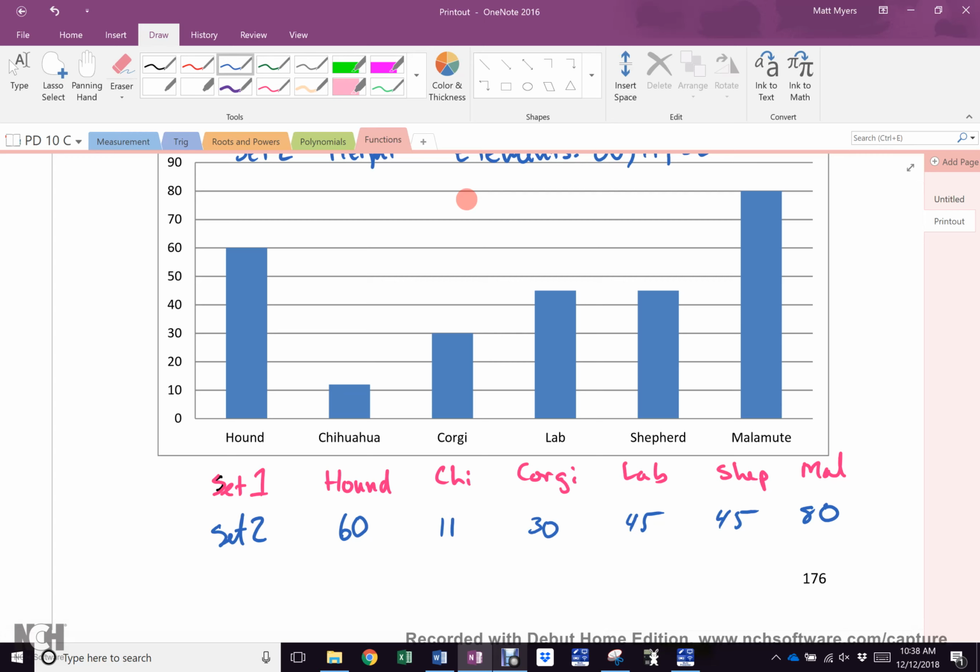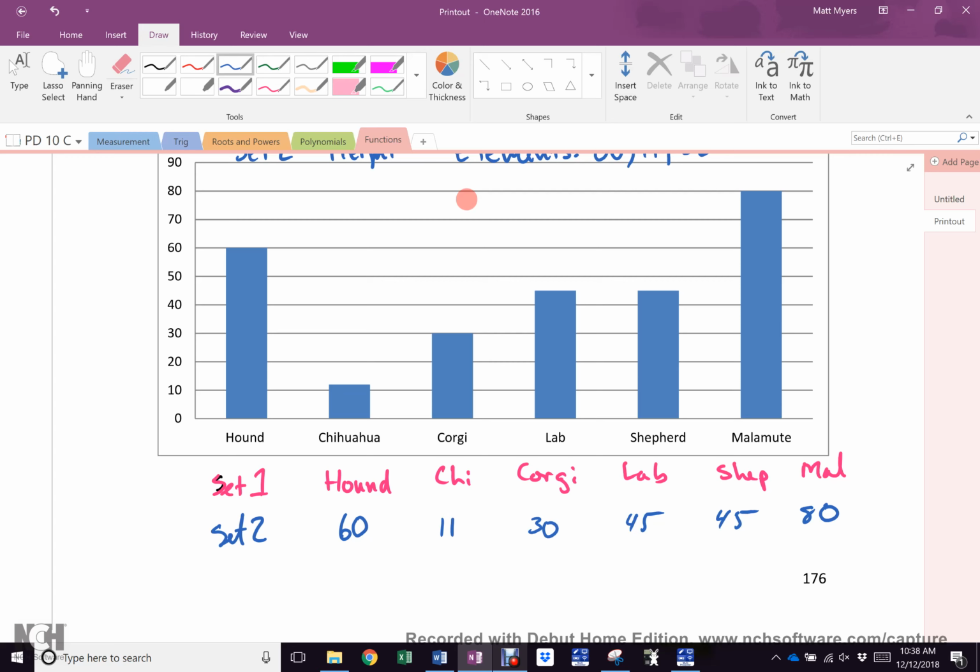I am thinking of a dog that is 60 centimeters tall. What dog am I thinking of? A hound. I am now thinking of an organism that is 11 centimeters tall. I said organism. Get your minds out of the gutter. Chihuahua.